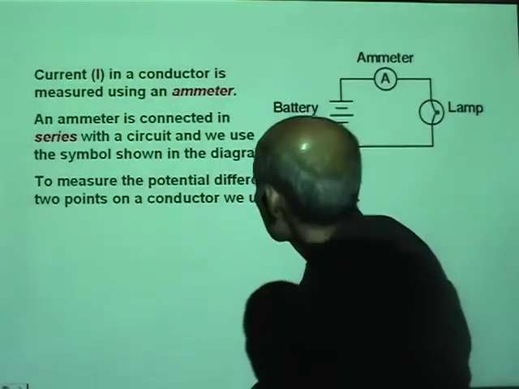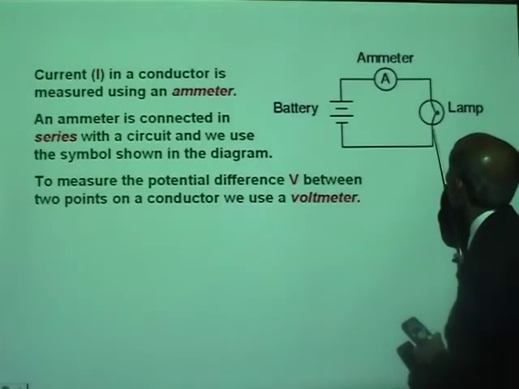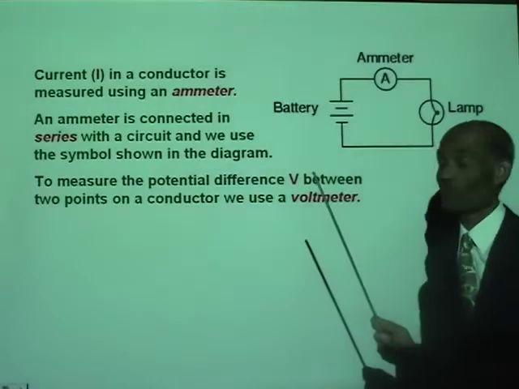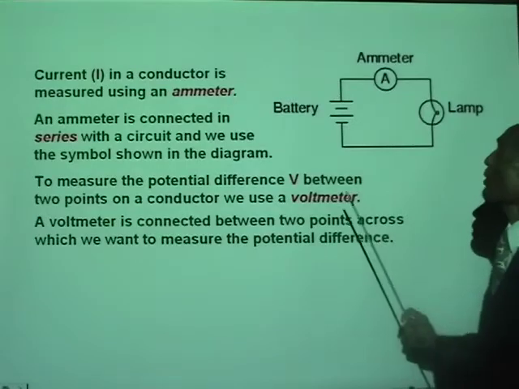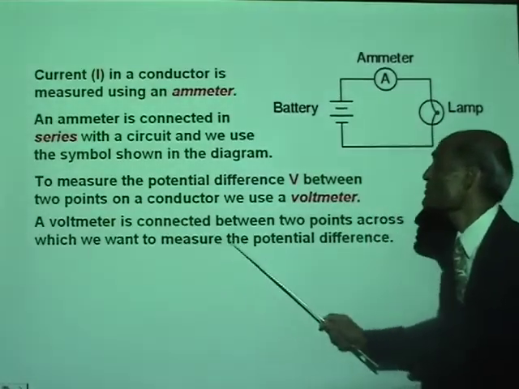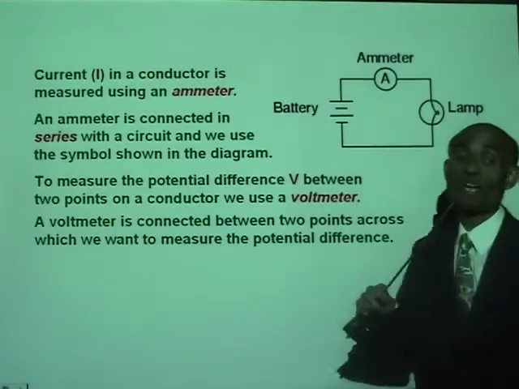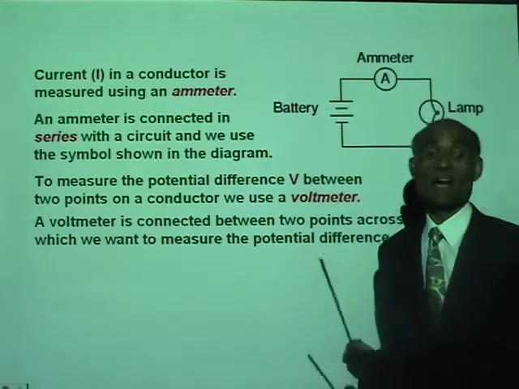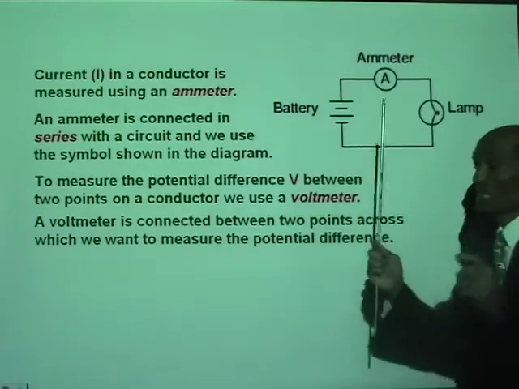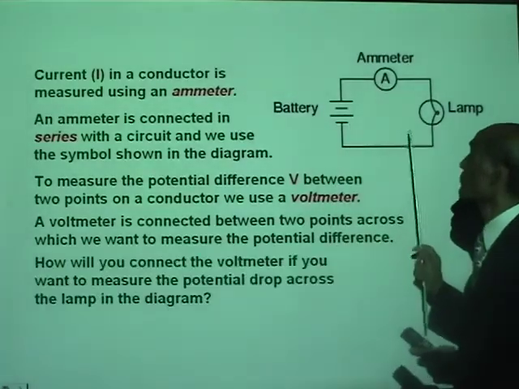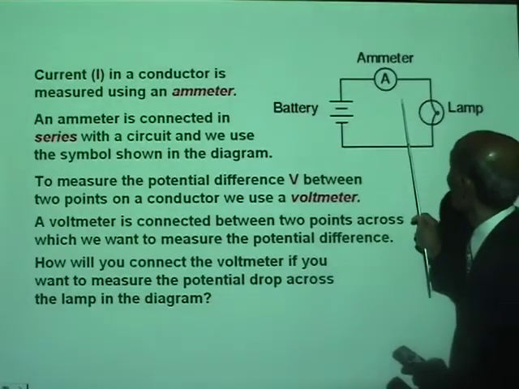Now therefore, how do you connect the voltmeter? We want to measure the potential difference between the two ends of the lamp. A voltmeter is connected between the 2 points across which we want to measure the potential difference. So what's the difference between how you connect an ammeter and how you connect a voltmeter? I want to measure the potential difference between the two ends of the bulb. So I connect the voltmeter across the lamp. How do I connect it?